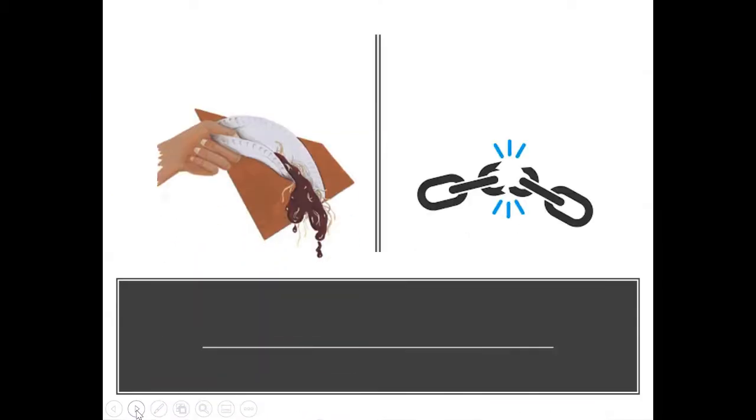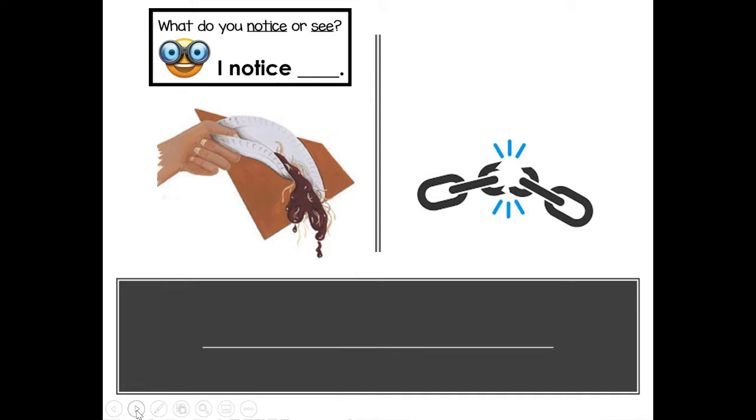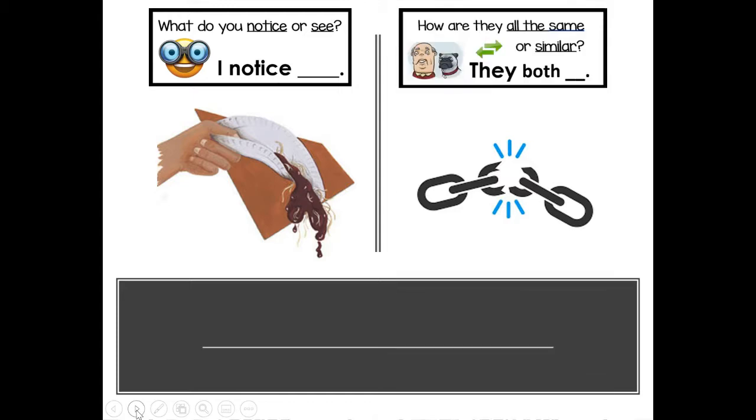Here are our first 2 pictures. What do you notice or see about these 2 pictures? You can say out loud, I notice. In the first picture, I notice a paper plate that's very thin and weak. In the second picture, I notice a chain that is broken. Maybe it's weak as well. How are these pictures the same or similar?